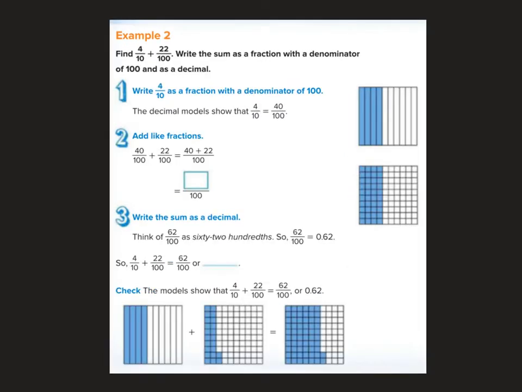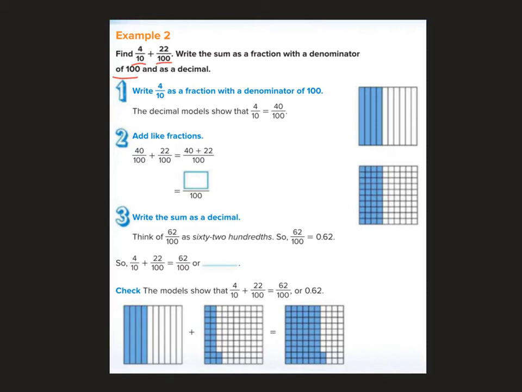Okay, so here we want to find 4/10 plus 22/100ths. Write the sum as a fraction with a denominator of 100. Yeah, because on that last one we could have simplified too, but they want us to write our answer as a fraction with a denominator of 100.